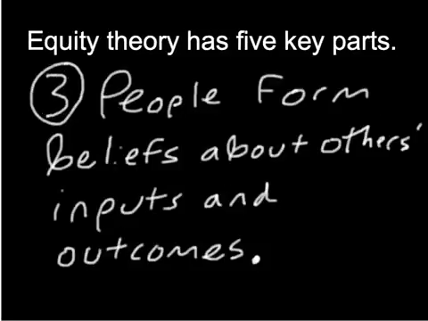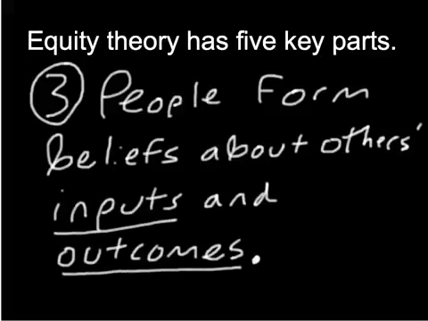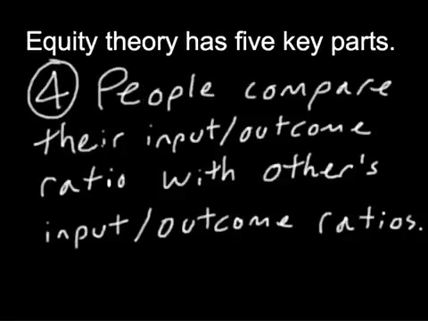Number 3, people form beliefs about others' inputs and outcomes. So they're not only comparing themselves to a referent other, but they're starting to form beliefs about what they bring to the table and what they get out of the job. Number 4, people compare their input-outcome ratio with others' input-outcome ratios. So they're saying, this is what I bring to the table, this is what I put into my work, and this is what I get out of it. And they're saying, well, I'm comparing myself to this other person, and this is what they're getting out of their job for what they put into it. So they compare those ratios.